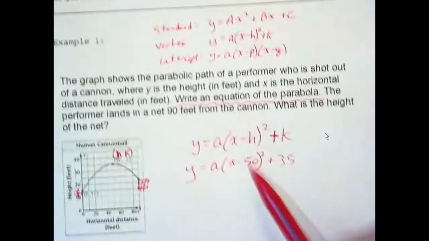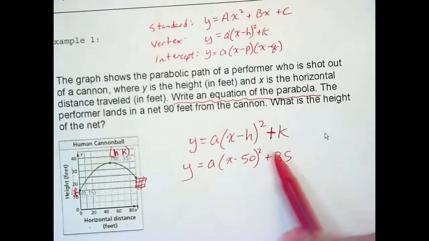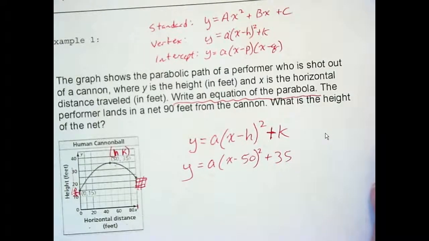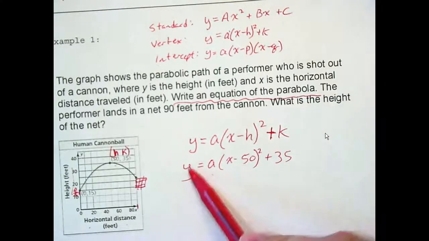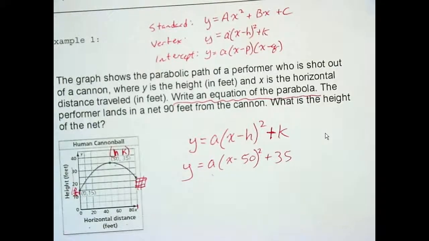All right? So right here, we have to find A. If you can get it down to a single variable, you're good to go. Now, am I down to a single variable? No. How could I find A, though? Emma?